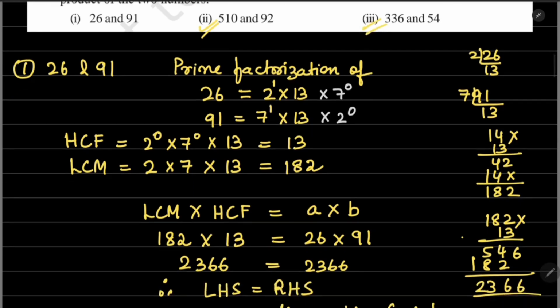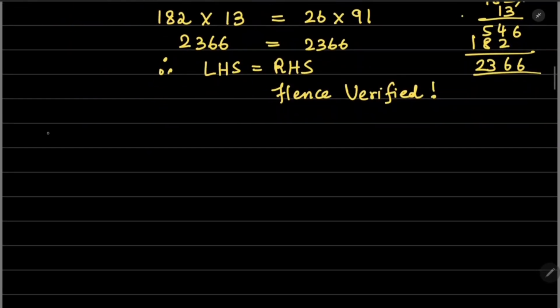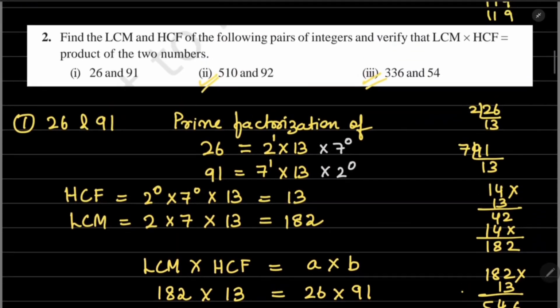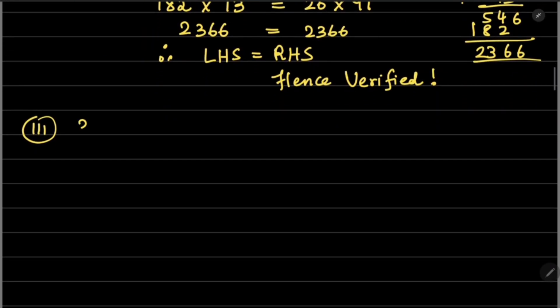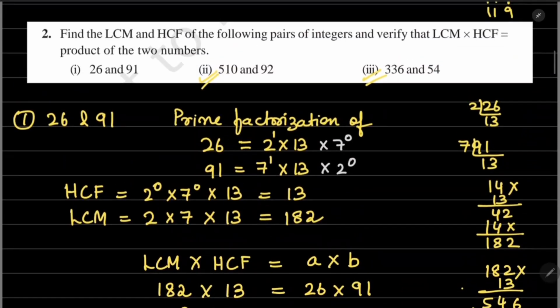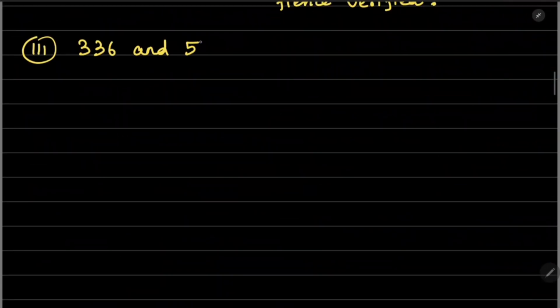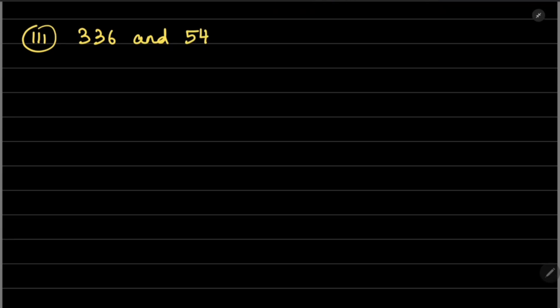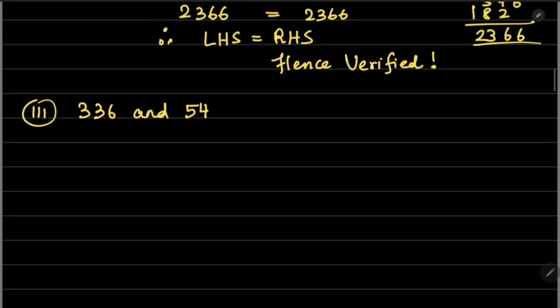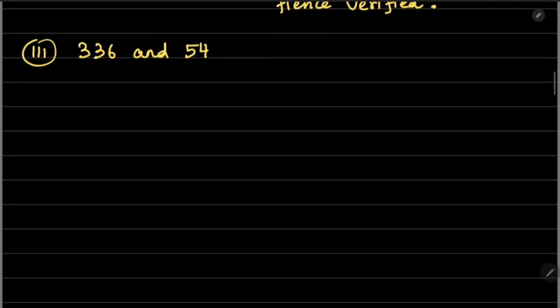So let's do 336 and 54. So I'm going to do the third one. You will try the second one the same way. Okay. 336, and what is the next number? 54. Okay, so let's go ahead and do this question also the same way.